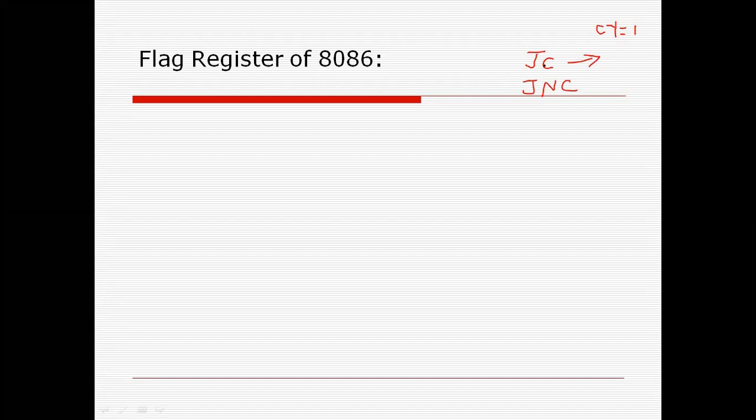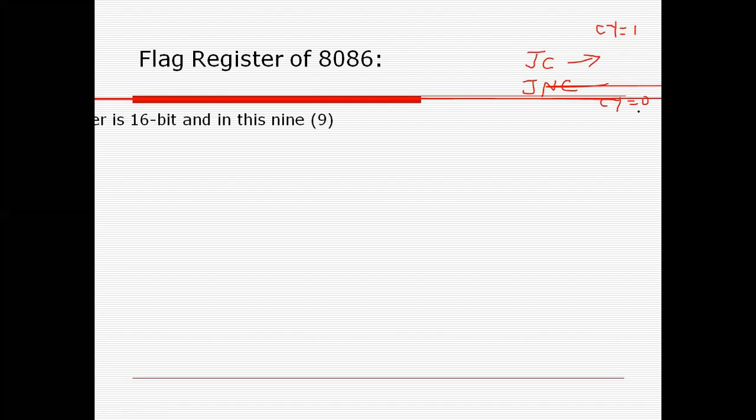And jump on no carry: in the second instruction, if the carry flag is reset, then the program sequence will be jumped to the new memory location. Which means the flags have a critical importance in decision making. They are used to test the condition of the result, and they also take a critical role in decision making of the processor.